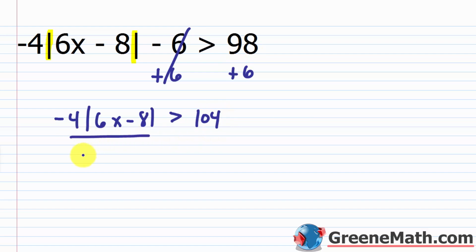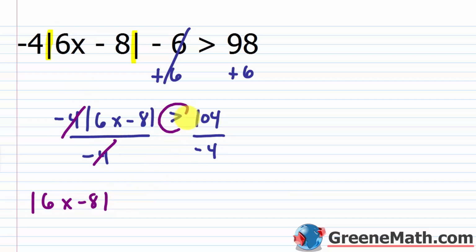Let's divide both sides by negative 4. So we know this cancels. I've got the absolute value of 6x minus 8. This is going to get flipped, so it'll become a less than. Then 104 over negative 4 is negative 26. Now, can the absolute value of something ever be less than negative 26? No, it cannot. Again, it's got to be 0 or some positive amount.